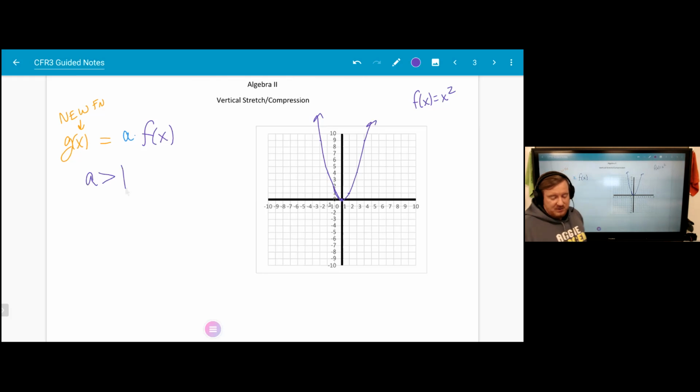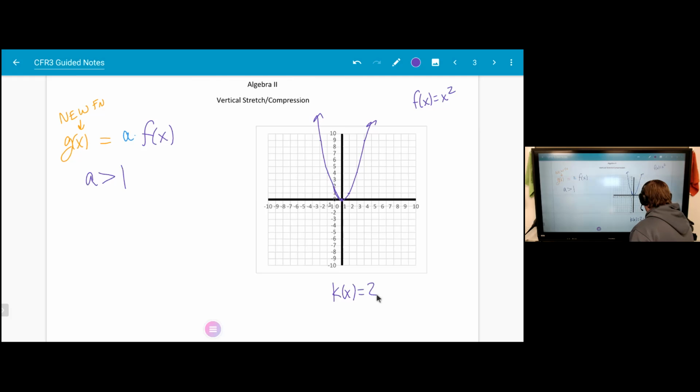So what I'm going to do, let's graph 2x squared. I'm going to graph, I don't know, k of x equals 2x squared. Well, if I double all these values, because it's 2, I'd square my x's first. So 0 squared is 0 times 2 is 0. If x is 1, 1 squared is 1 times 2 is 2. Oh, I need to do a different color here.